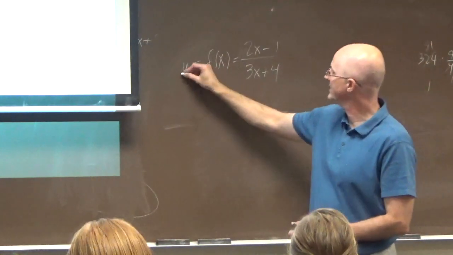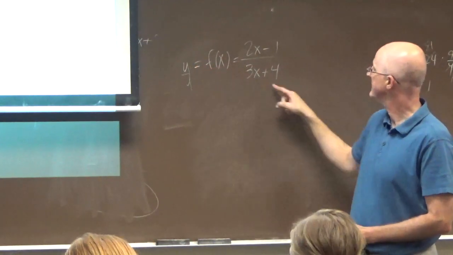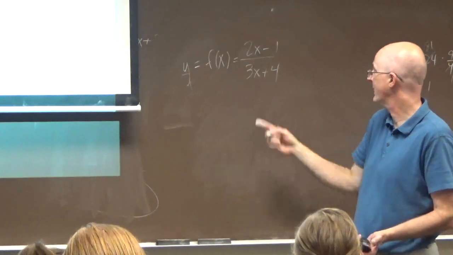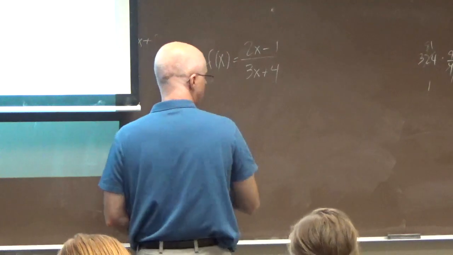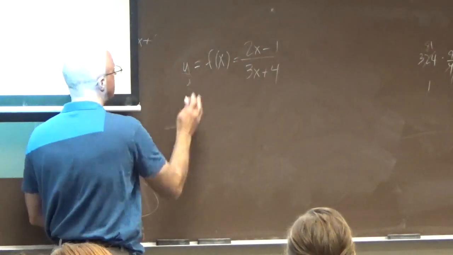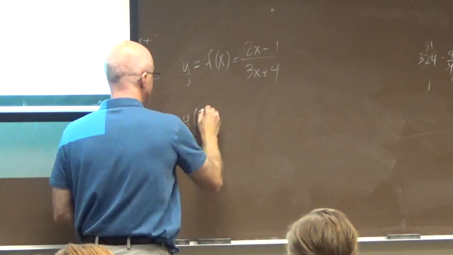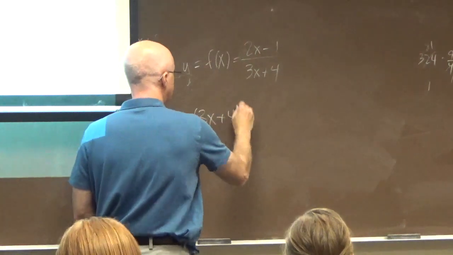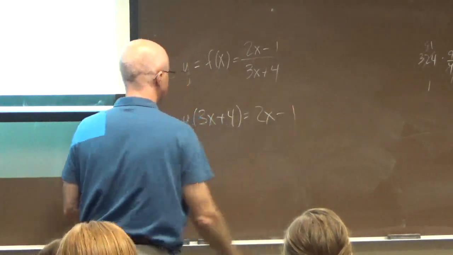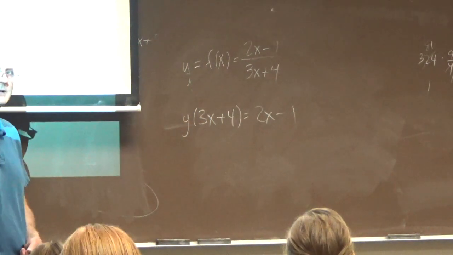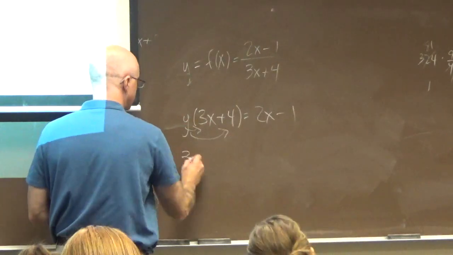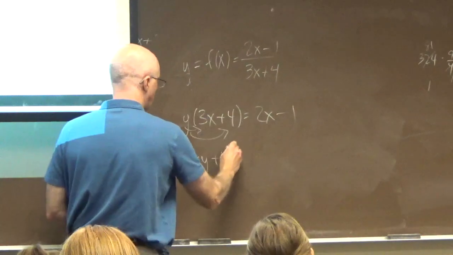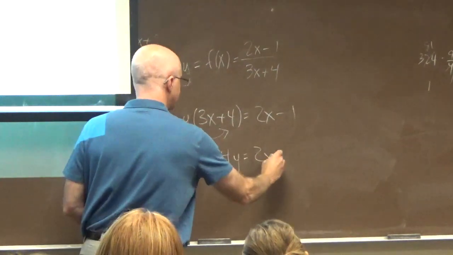Think of it as cross-multiplying first. Essentially, multiply both sides by 3x plus 4. You can think of y as y over 1 if you like, but you don't have to. y times 3x plus 4 equals 2x minus 1. We're trying to solve for x. Keep that in mind. Distribute the y through here. You get 3xy plus 4y equals 2x minus 1.